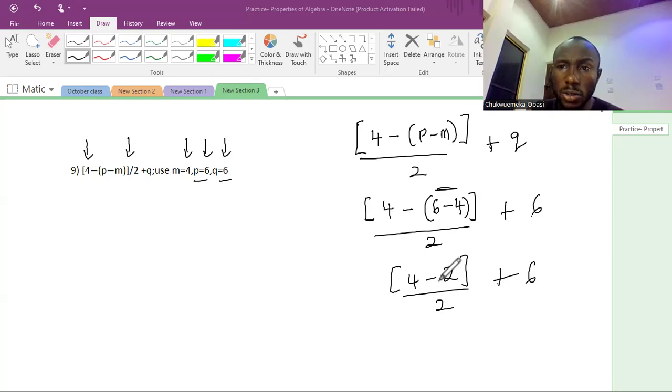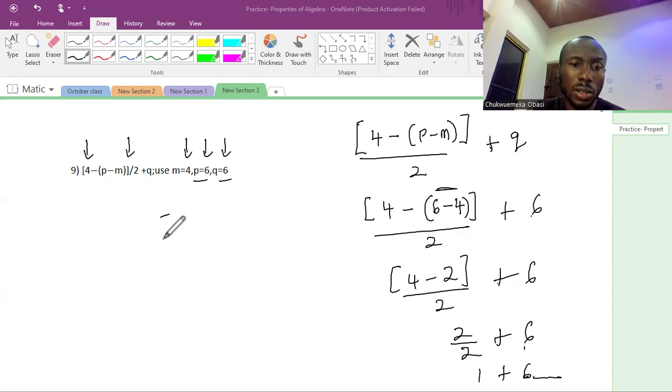And what is 4 minus 2? 4 minus 2 is 2. 2 divided by 2 plus 6. And what is 2 divided by 2? That is 1. 1 plus 6. What is 1 plus 6? That will give us 7. So the answer to this question is 7. So that is it for that particular one.